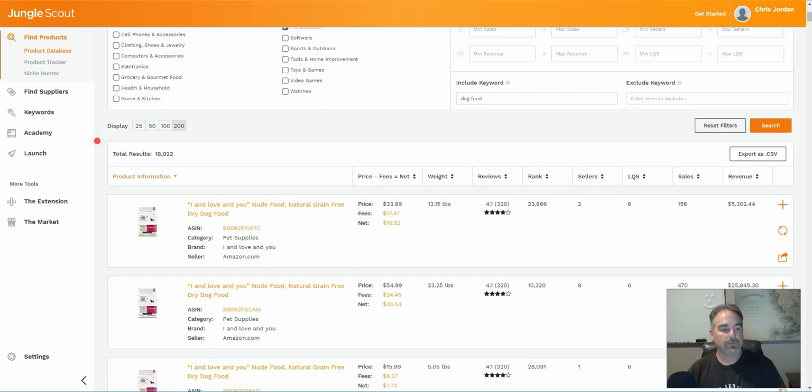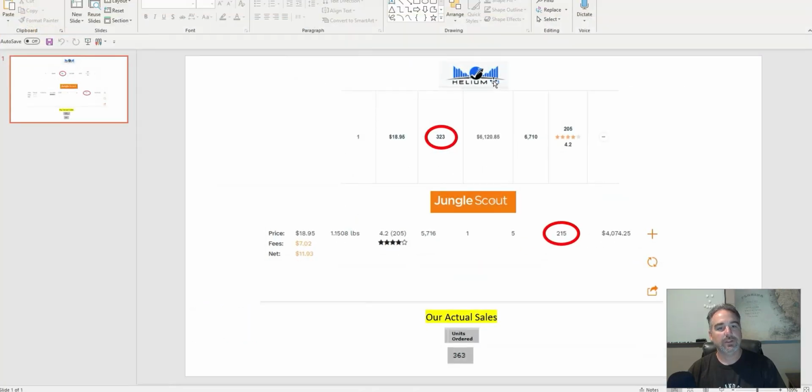Here's what I had: Helium 10 said that my third product was selling around 323 units a month, and Jungle Scout said they were selling around 215 units a month. And our actual sales, I took this screenshot from our Seller Central report, and we sold 363. So Helium 10 was way more accurate on the third product. It could have been a fluke, but in my opinion, Helium 10 was dead on.